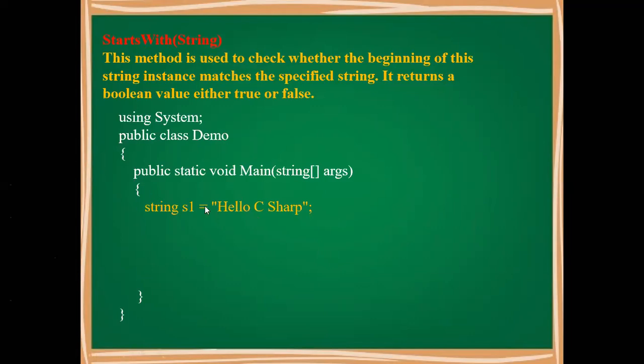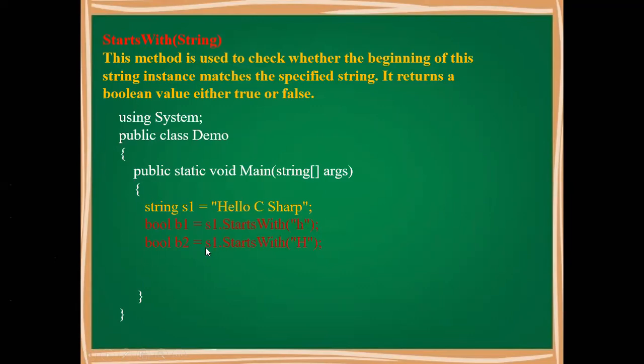So let us say we are having Hello C sharp नाम का एक string. Okay, then we are just checking whether this S1 string starts with H. Okay, H से start हो रहा है, H से, yes, but it is a capital H. It is not a small case h. So the first function will give us a false.